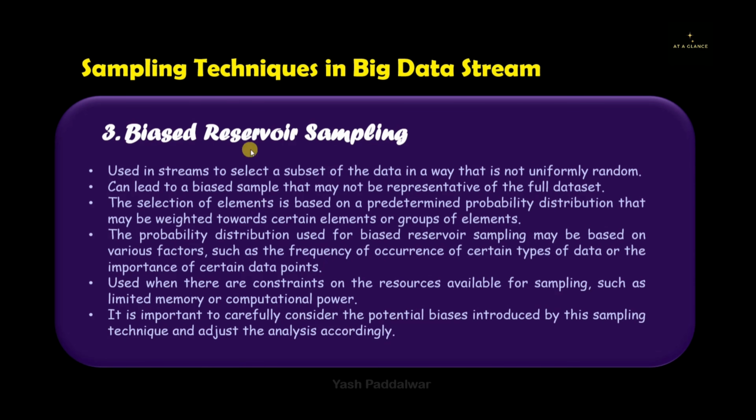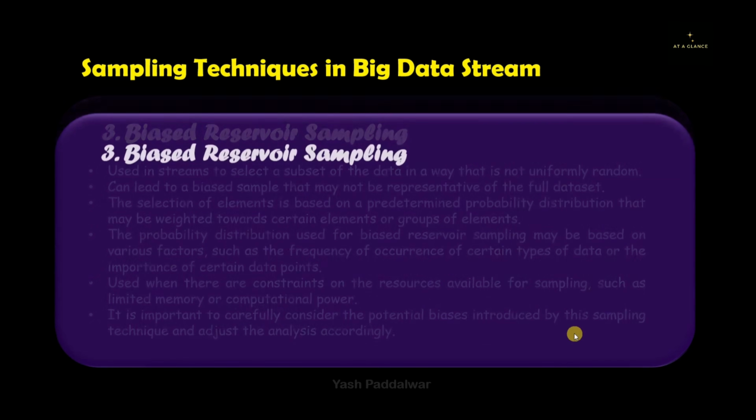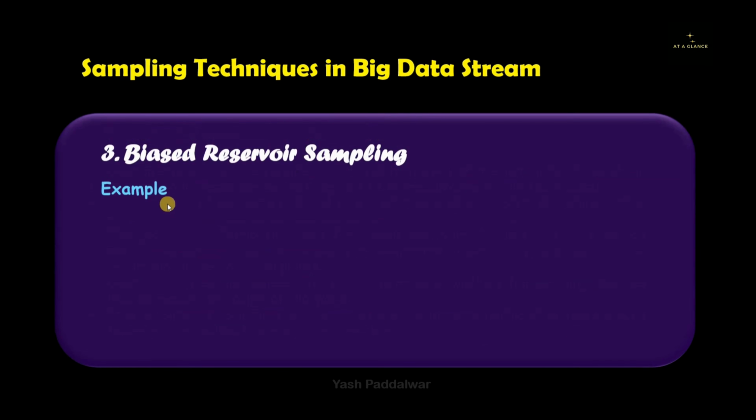Always remember, before using this type of biased reservoir sampling, you should consider the potential biases that may be introduced because of this sampling technique, because there might be a chance that it may not result according to what you expect. So it is better to adjust the analysis parameters accordingly. So that was the biased reservoir sampling overview.